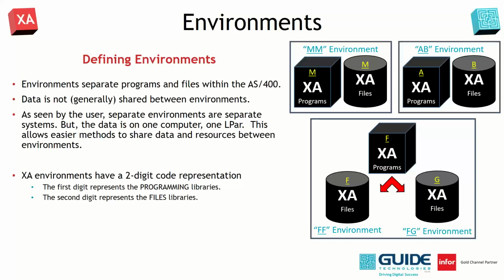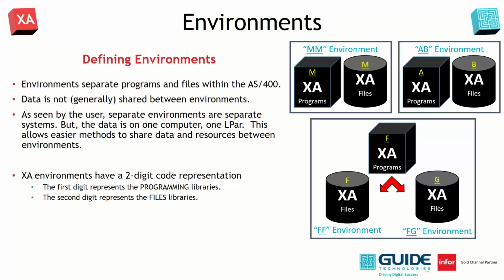So as you can see in the examples here on the right-hand side of the screen, I have an MM environment. Well, I have programs and I have files in two different functions. I have an AB environment. You can load XA as often as you want. And then on each program set, you can load separate data files. So on the bottom half, I have an example where I only load the programs once. Why don't I share the programs? They're not data. So in this case, I have two environments, two file environments, but they share a program environment. So I have FF and I have FG.